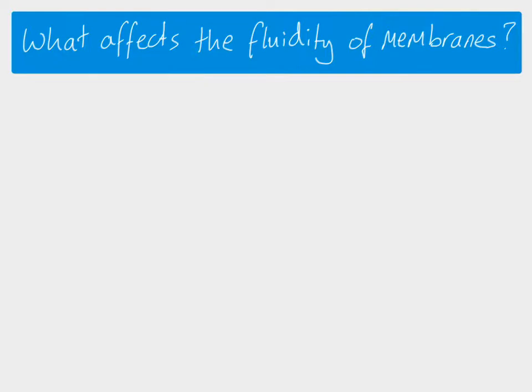So as temperature cools down, cell membranes become less fluid. And as the temperature increases, cell membranes become more fluid. Now, as we've already said, cells want to keep the fluidity of their membrane within a limit. They don't want it too fluid, they don't want it too rigid. So they need a way of buffering the effect of temperature so that temperature doesn't affect the fluidity too much.